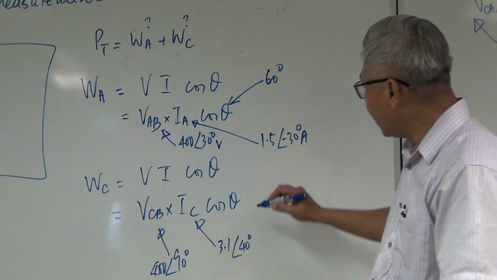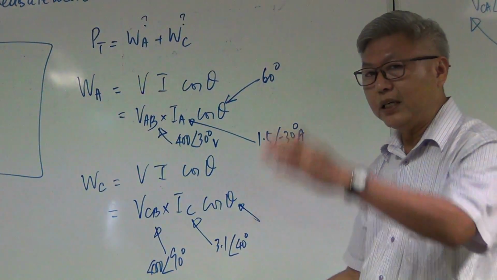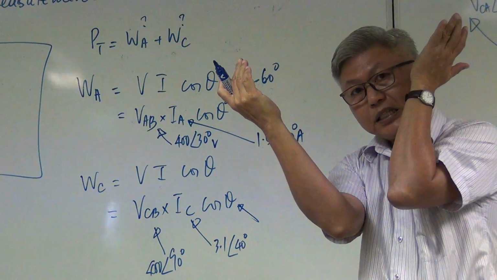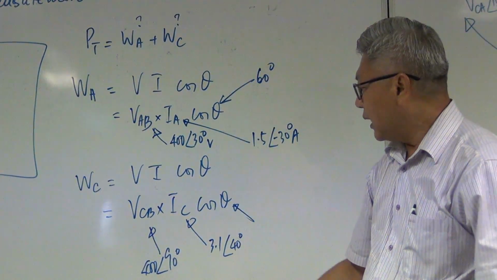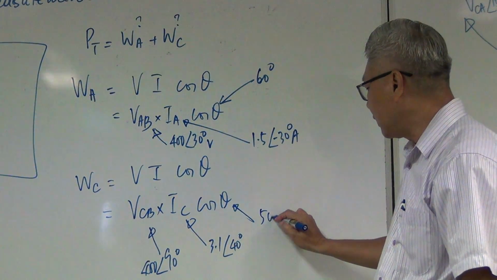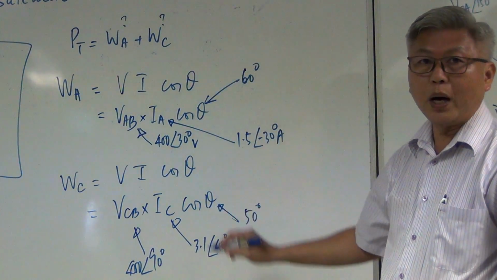Now what is theta? Theta is the angle between the V and the I. My V is 90 degrees, my I is 40 degrees, so the angle between them is 50 degrees. Or you say theta V minus theta I, 90 minus 40, so here it's 50 degrees. So that is called the 2 wattmeters measurement.